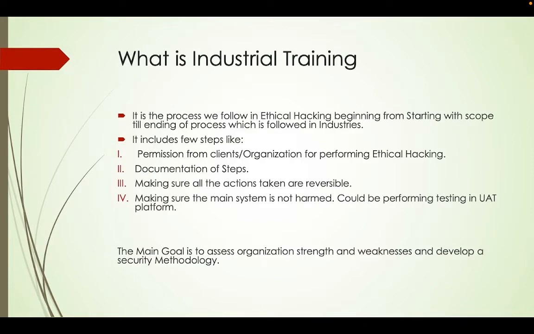Industrial training in ethical hacking is the beginning and ending of a process, of how we start our ethical hacking process and in the end how we conclude with reporting and everything. It includes a few steps. First, permission from clients: in ethical hacking we take permission from our clients, defining the scope and staying within the scope while performing the testing. Second, documentation of steps. Whatever actions and testing we perform, everything is documented and sent to the client.